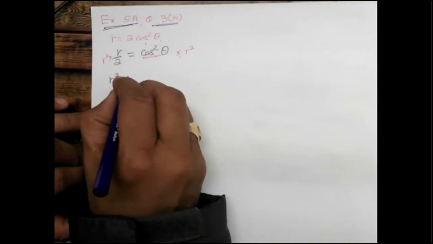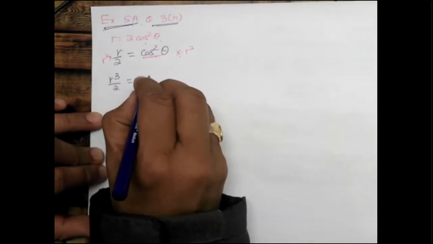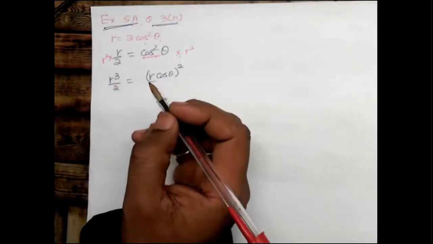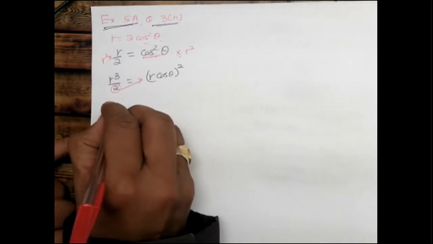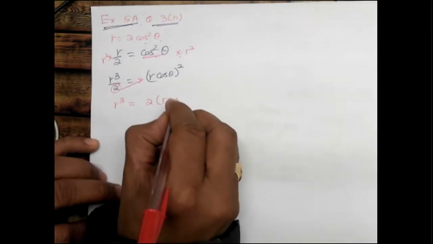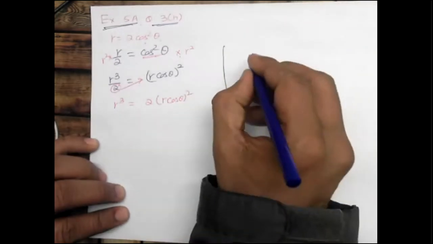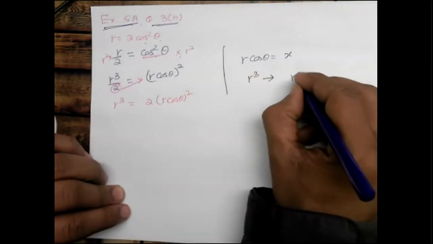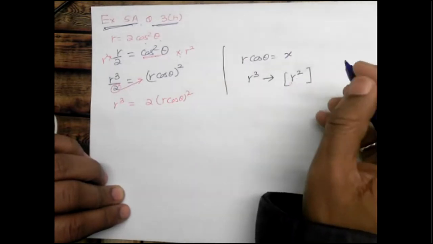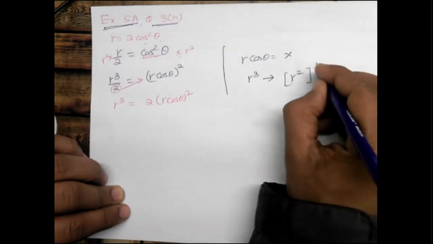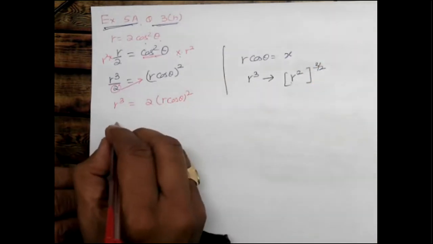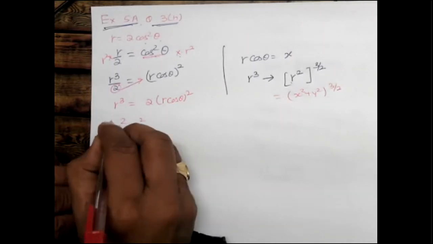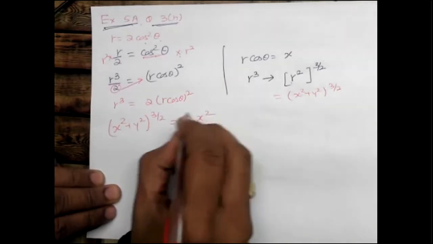This is r cubed over 2 equal to (r cos theta) squared. I could have let this 2 stay on the other side as well. So r cubed is equal to 2 (r cos theta) squared. Now I can clearly see, r cos theta is equal to x, and for r cubed I'll play smart here: I know r squared is x squared plus y squared, so what power of r squared gives me this? It is 3/2. So r cubed is equal to (x squared plus y squared) to the power 3/2. So (x squared plus y squared) to the power 3/2 equals 2x squared. That's it.